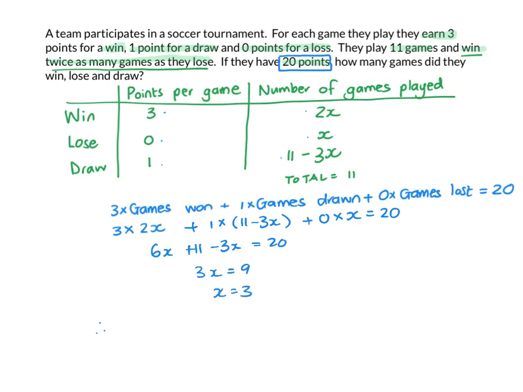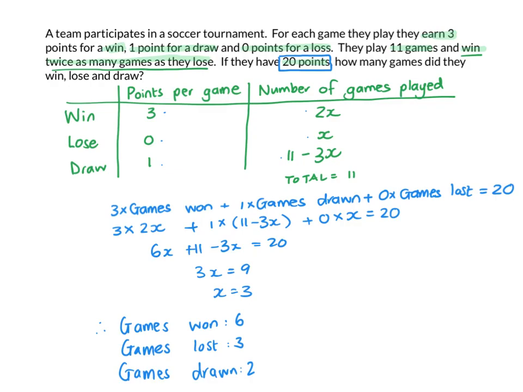Therefore, the games won will be 2 times 3, which is 6. The games lost is x, which will be 3, and the games drawn will be 11 minus 3 times 3, so that gives me 2. Let's check to see if my answer is correct. 2 plus 3 plus 6 gives me 11, so that works.